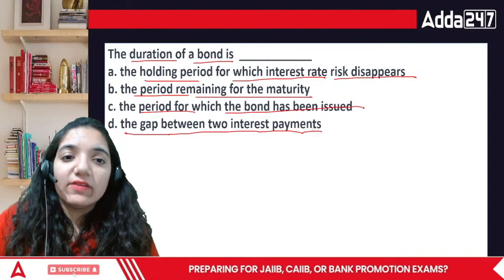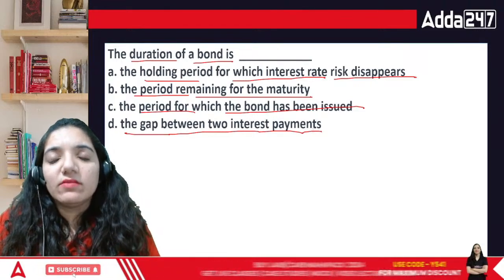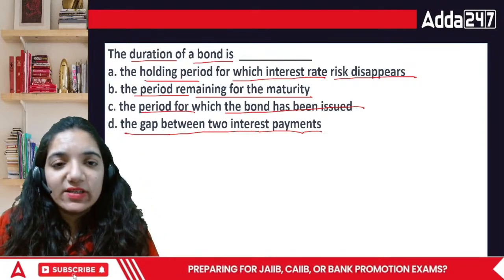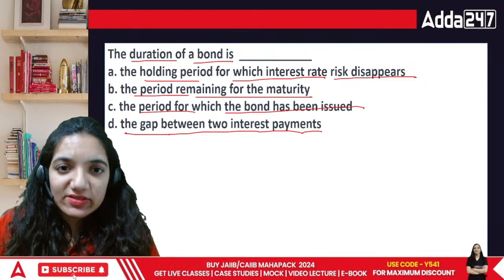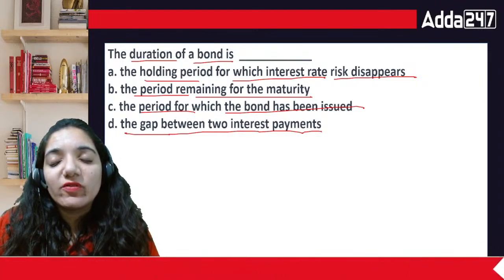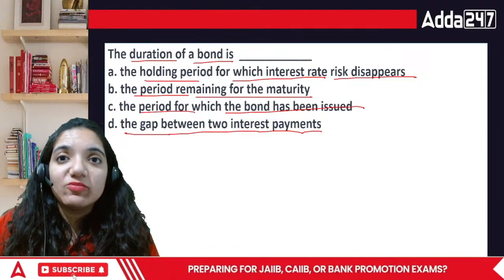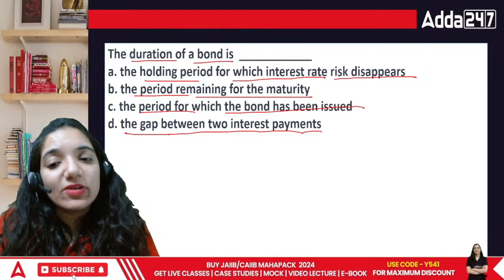It is related to the period for which the interest rate is there. Duration of the bond is the period for which the interest rate risk disappears. The point is, in terms of duration of a bond, you will definitely receive interest during that period. Why? Because the interest payment of a bond is a compulsory payment.